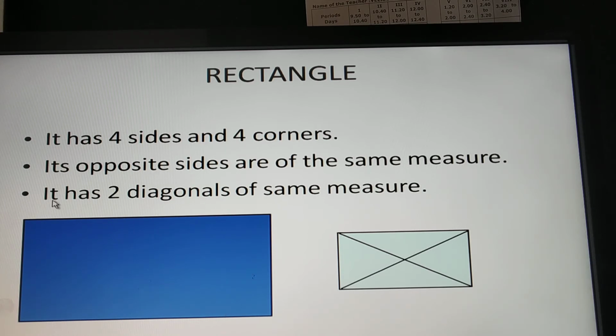Again third point, it has two diagonals of same measure. As in the square, here also it has two diagonals of the same measure. So I have shown you one picture without the diagonal. This is the rectangle without the diagonal, and this is one more rectangle with the diagonal. You can easily identify this is the diagonal, again this is the second diagonal. So it also has two diagonals.